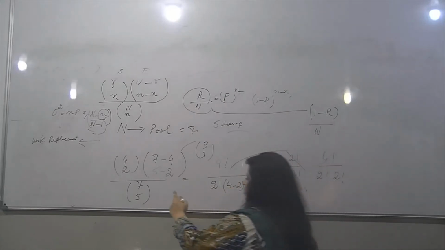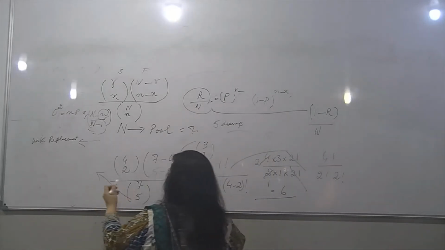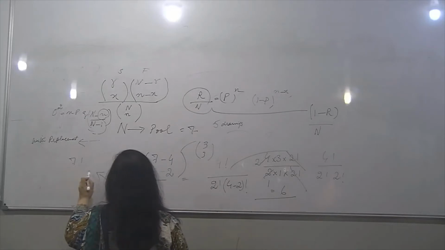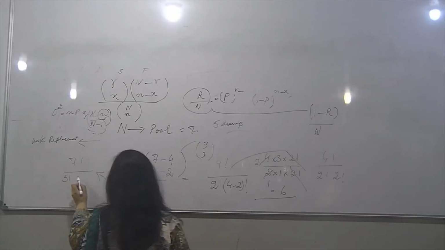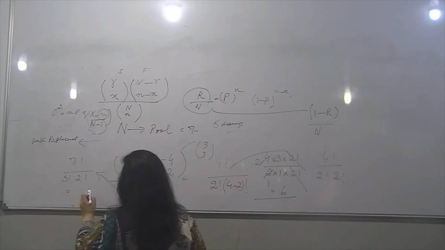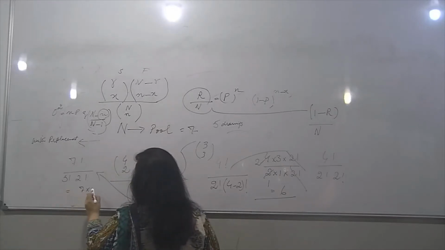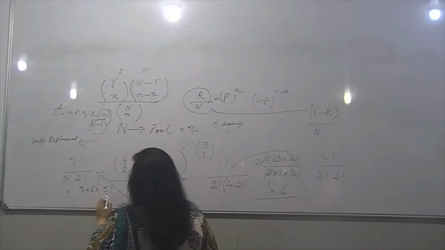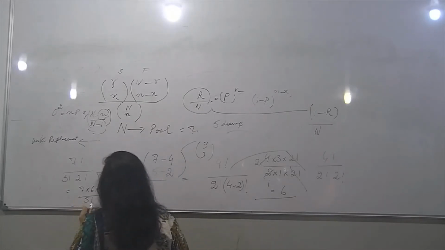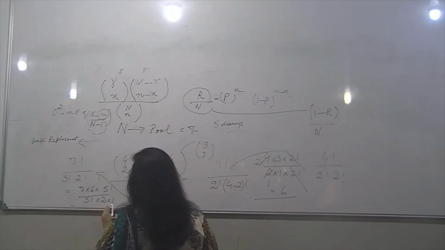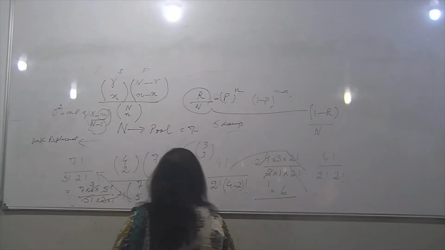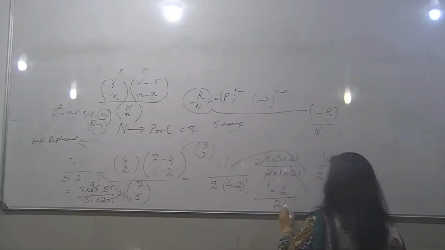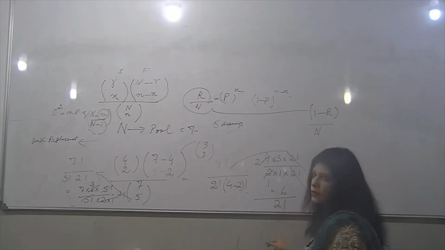So we have 7C5. Let me open it up separately. We have 7 factorial by 5 factorial into (7 minus 5) factorial, which is 2 factorial. So we have 7 into 6 into 5 factorial over 5 factorial into 2 into 1. Now this is 3, and this will be cancelled, so you get 21. So this would actually be 6 by 21. That will be our answer. So it's going to be 6 by 21.